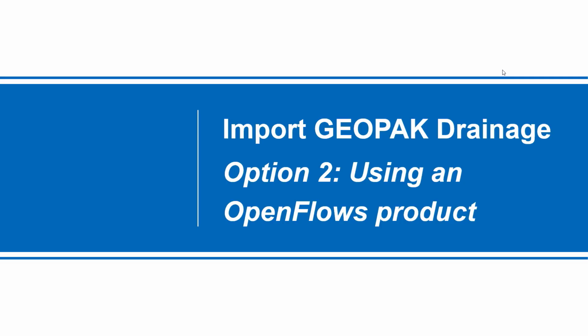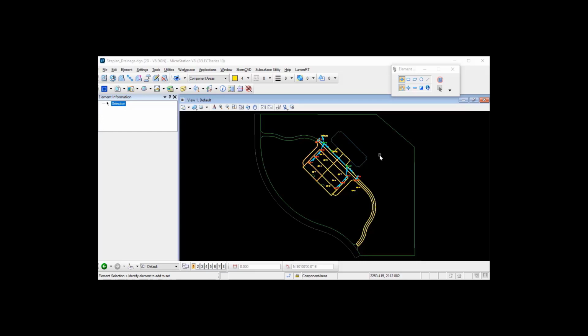The second option we have to import our drainage is using an OpenFlows product. This is the GEOPAK drainage data that I want to import into a Connect Edition product. Here I'm running GEOPAK Suite on MicroStation Select Series 10. So I see a subsurface utility menu. But in this workflow, we're going to look at how to import this data from GEOPAK Select Series 2.